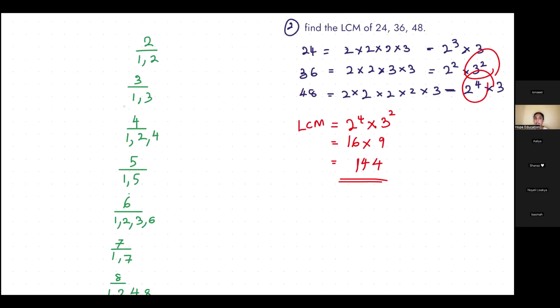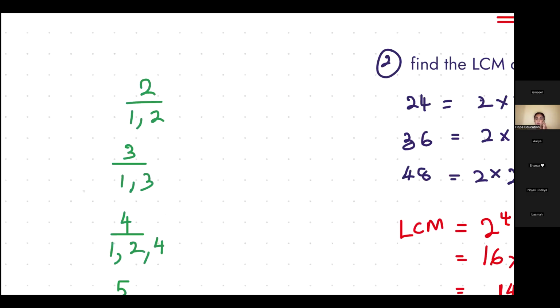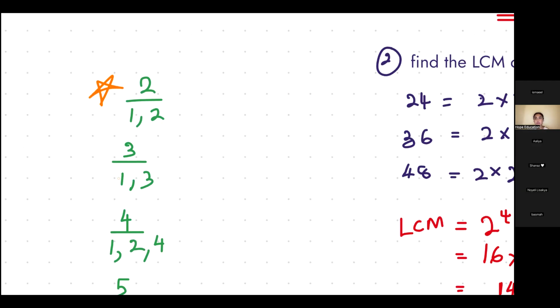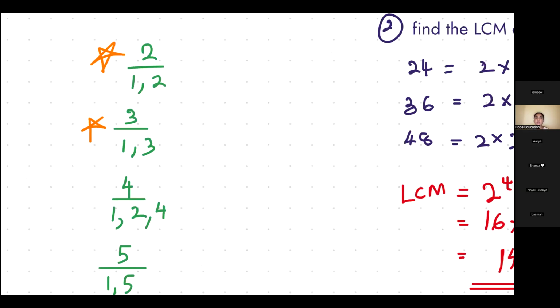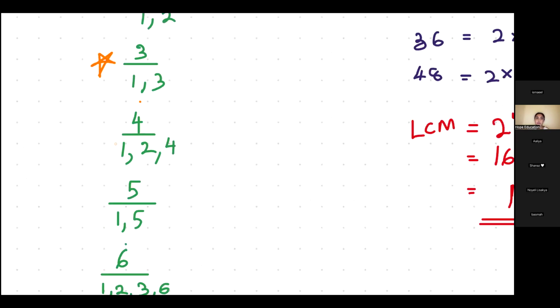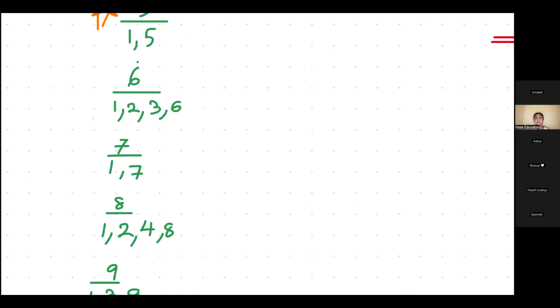If a particular number has only 2 factors, I hope you remember, we call them prime numbers. 2 is a prime number because it only has 2 factors. 3 is a prime number because it also has 2 factors. 4 is not a prime number. 5 is a prime number, again only 2 factors. 6 is not a prime number because it has 4.